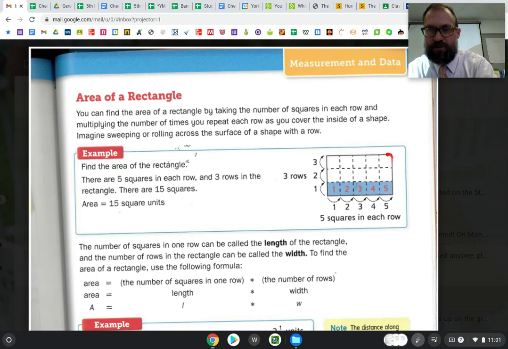Here is the rectangle. There are 5 squares in each row. And 3 rows in the rectangle. 1 row, 2 rows, 3 rows. There are 15 squares. Area equals 15 square units. Count them up: 1, 2, 3, 4, 5, 6, 7, 8, 9, 10, 11, 12, 13, 14, 15.